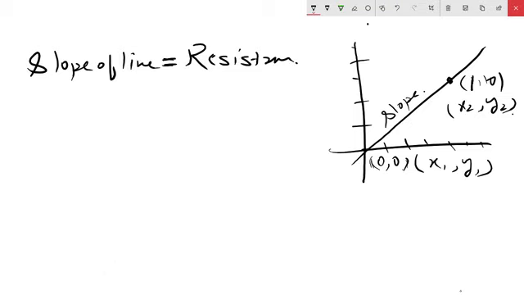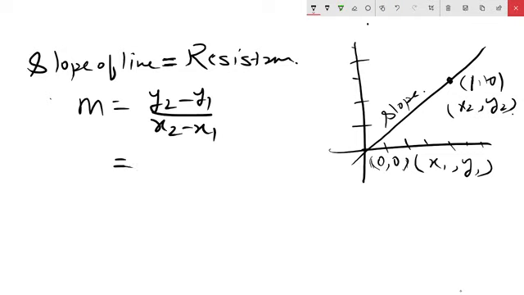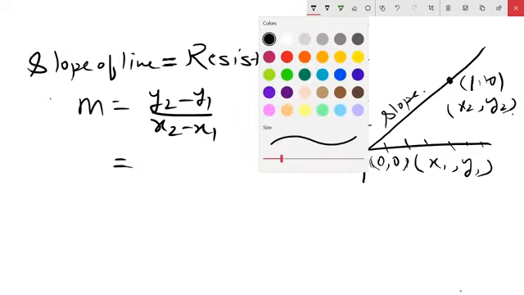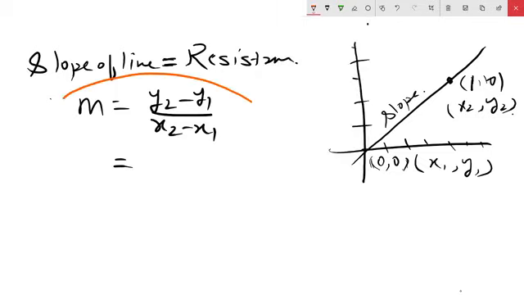So the slope with two coordinates will give you m = (y2 - y1)/(x2 - x1). As you can see here, y2 minus y1 and x2 minus x1. You have to remember this one, it is very important. And the next thing, you have to put the y2, y1, x2, x1 values from here.